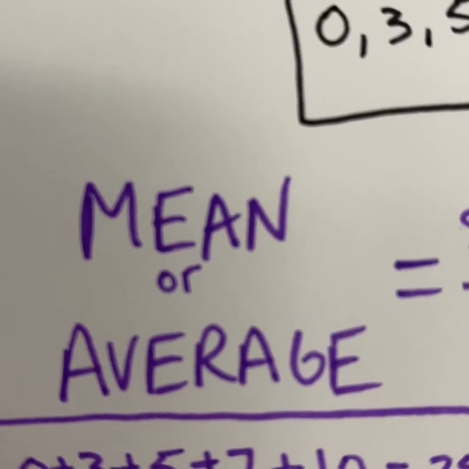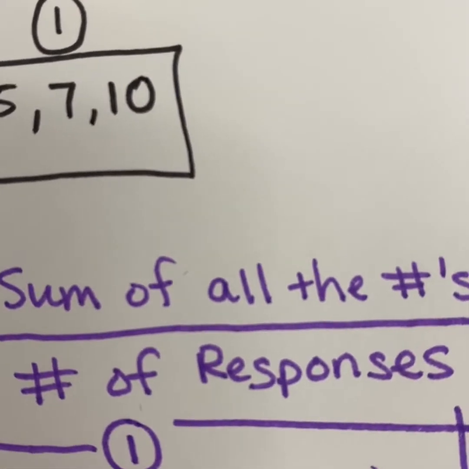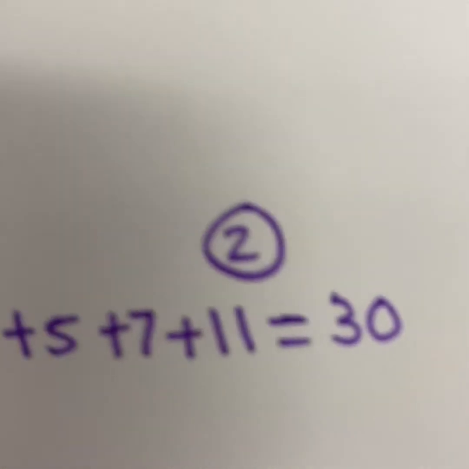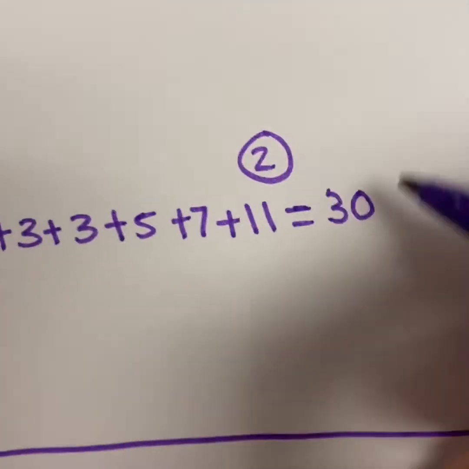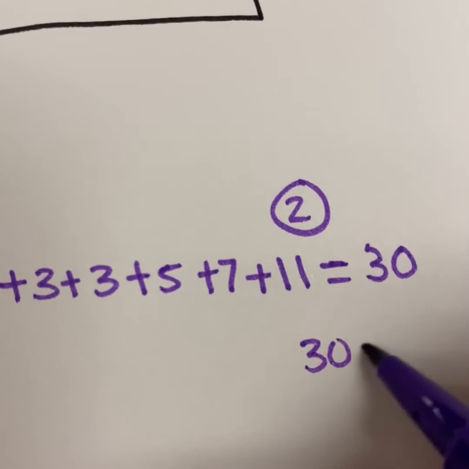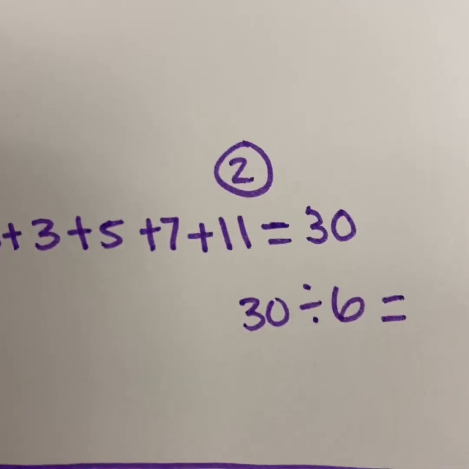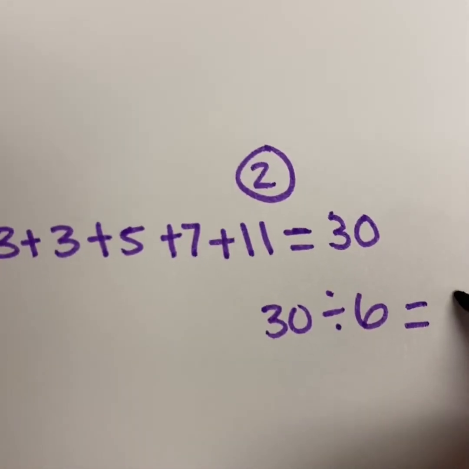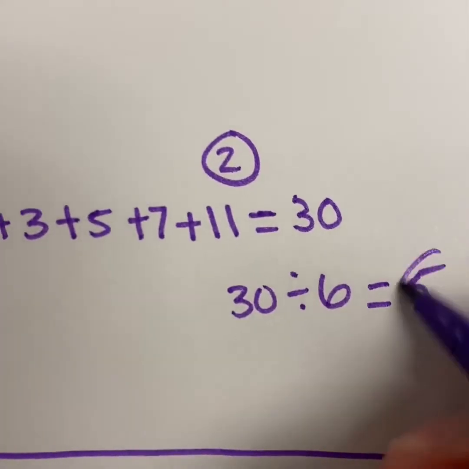Going back to that basic principle that the mean, or the average, is equal to the sum of all the numbers divided by the number of responses. We have our sum of all the numbers. How many responses were there? 6 in the second one. So we are going to do 30 divided by 6. And if you're not really good with division, we could think, well, what times 6 is equal to 30? That's 5. So 30 divided by 6 has to be 5. And there you have it.